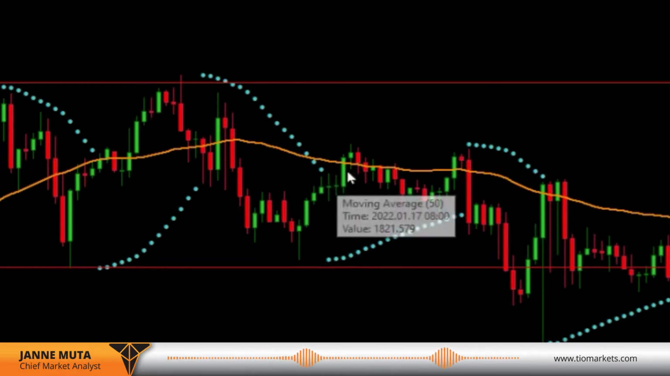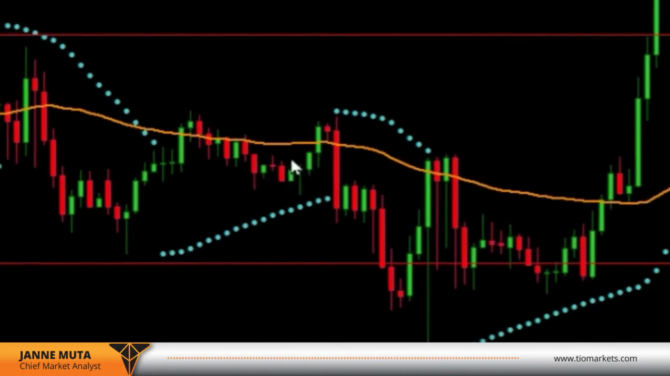So from that point onwards, it's suggesting that we probably don't have downside movement anymore. It's more likely to be upside movement. Okay, it kind of fails here. Price just moves sideways and nothing much happens.